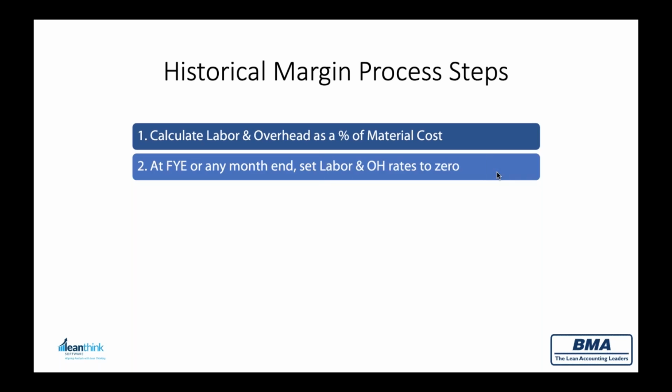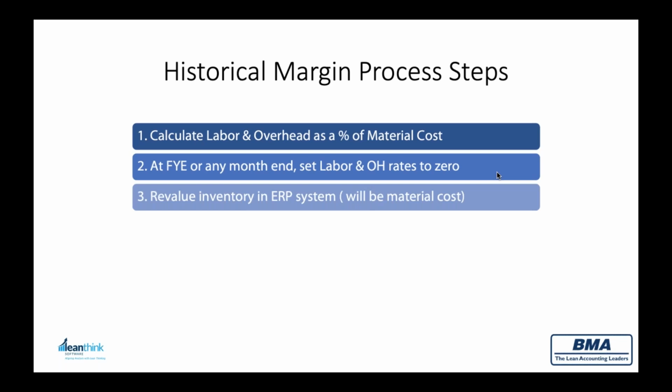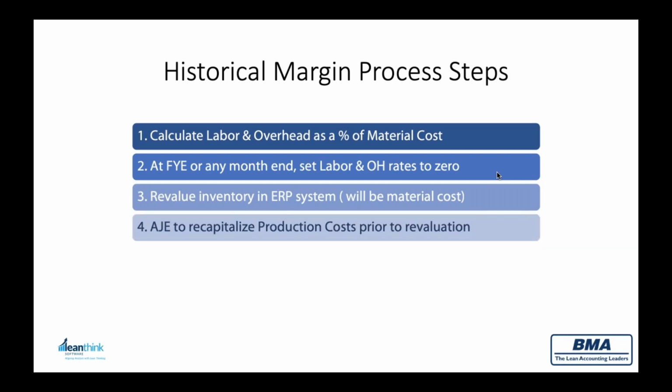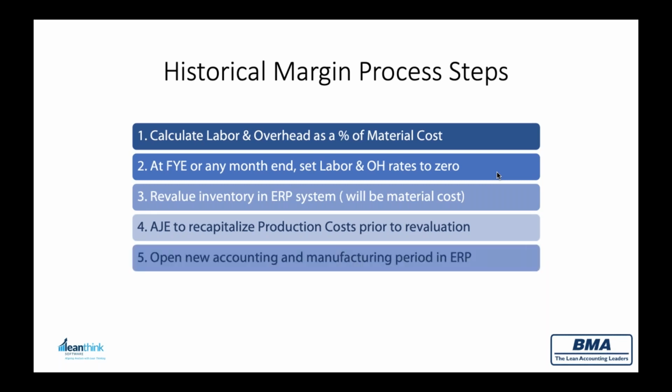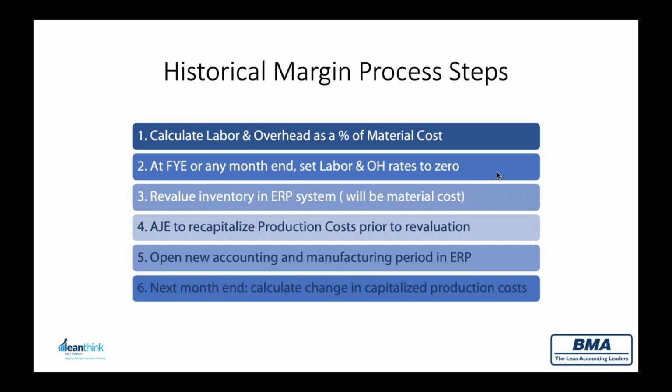Then at the year end, you set your rates to 0 and you revalue inventory. You run the system with 0, and now your ERP system is just showing material cost. Then you recapitalize those end of year production costs with a journal entry. Then you open up your system and you're running just as you always do. It's just with labor and overhead rates at 0, nothing's happening in terms of all that. Then at month end, you calculate the change in capitalization of production costs.